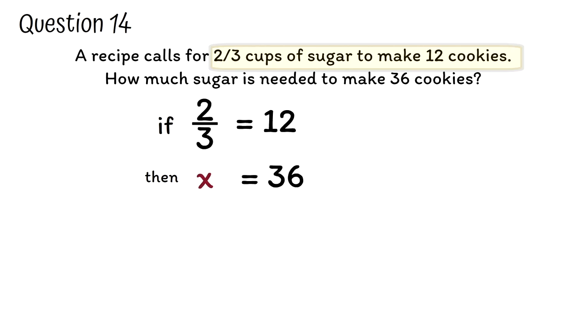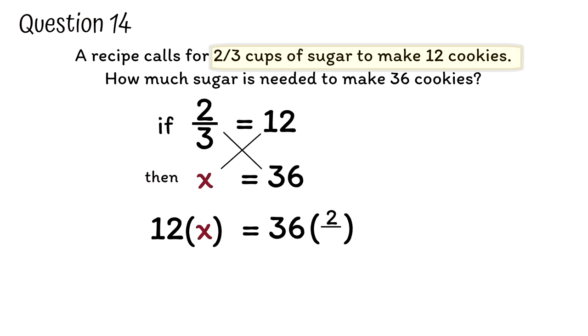After setting up, we will cross-multiply. x will multiply 12, and 36 will multiply 2/3. 12 by x is 12x. With 36 multiplied by 2 divided by 3, 3 goes into itself once but into 36, 12 times. This leaves us with 12 times 2, which is 24.